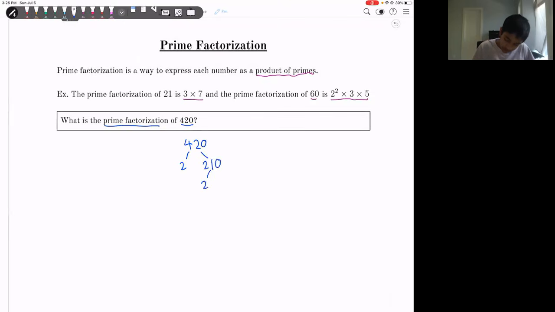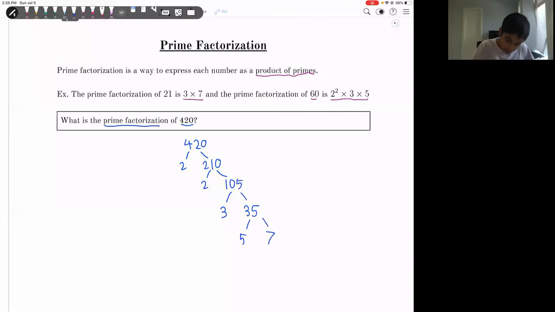And just keep dividing, divide by 2 again, we get 105. And now 105, we know it's divisible by 3. We're going to learn the divisibility rule for 3 later. So this is divisible by 3. After dividing by 3, we get 35. And we know 35 is divisible by 5. So 35 divided by 5 is 7.